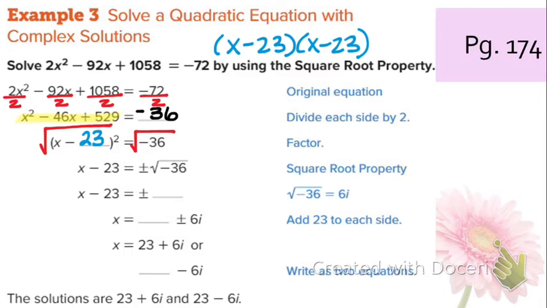Now, when you take the square root, this is going to eliminate the parentheses and the exponent, and we have the square root of negative 36. So let's pause here. What did I tell you? Anytime you see a negative under a radical, what do you have to do with that negative? You have to take it out. So let's break this apart to negative 1 times 36.